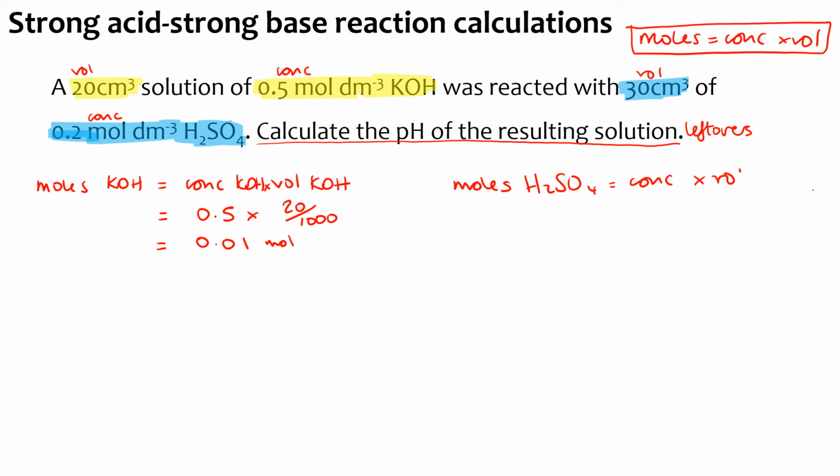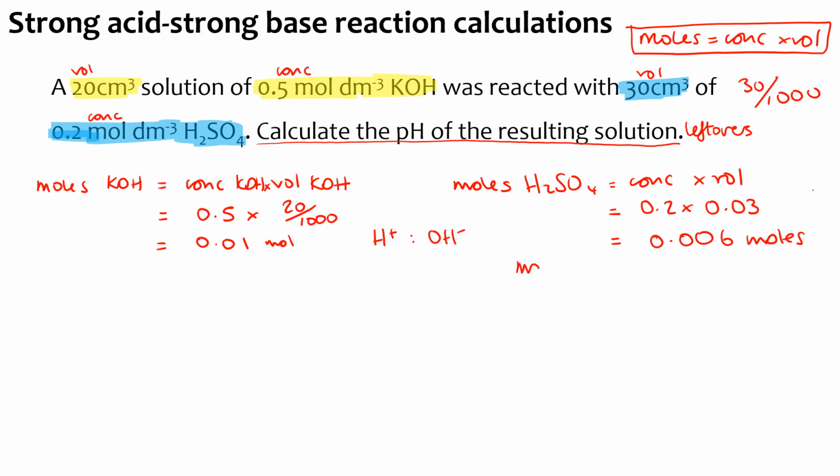Concentration times volume, 0.2 times 0.03. Now that is just 30 divided by 1,000, 0.03. And so we get 0.006 moles of H2SO4. Now we're looking at an acid-base reaction, so we're actually looking at H+ plus OH- here.